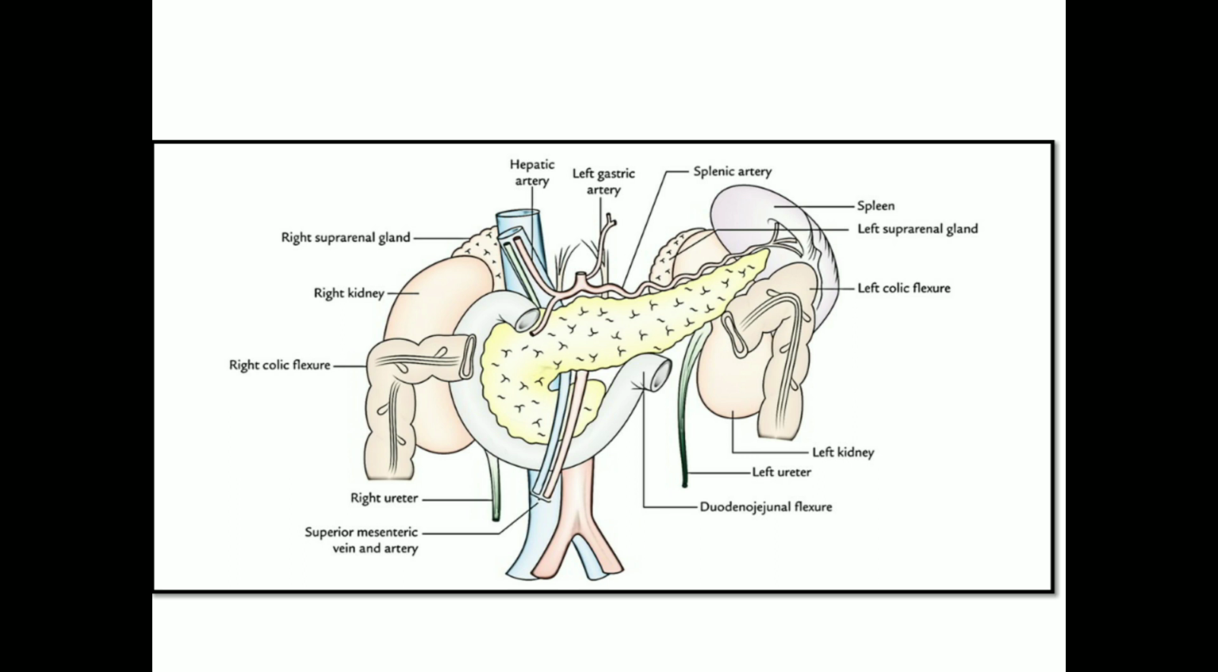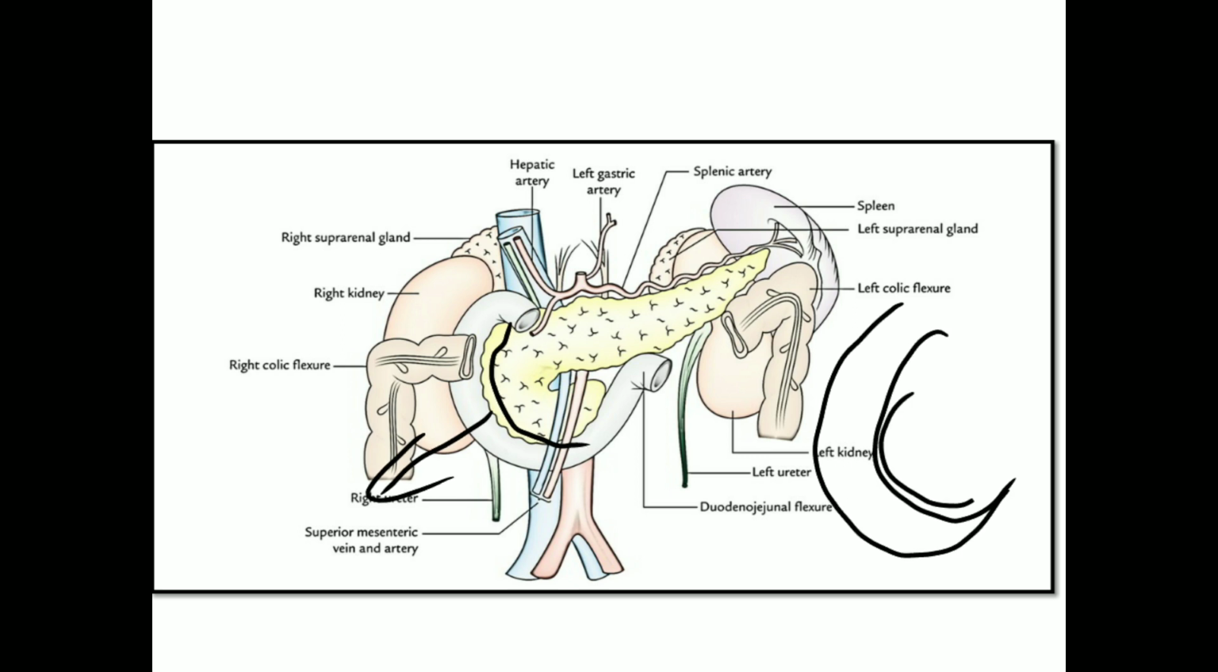So if you look at this figure, we look into the relations of the pancreas. So head of the pancreas, see this is the head of the pancreas. The head of the pancreas is situated within the concavity of the duodenum. You can see it is situated. See, this is the duodenum, the concavity of the duodenum, and here is the pancreas. So, the head of the pancreas is situated within the concavity of the duodenum.